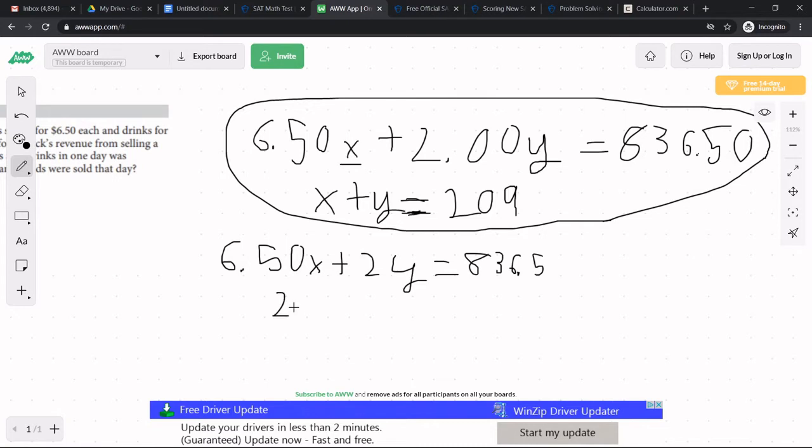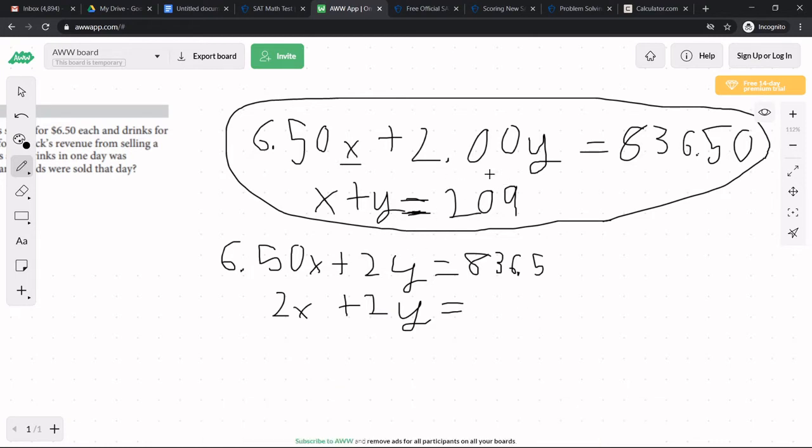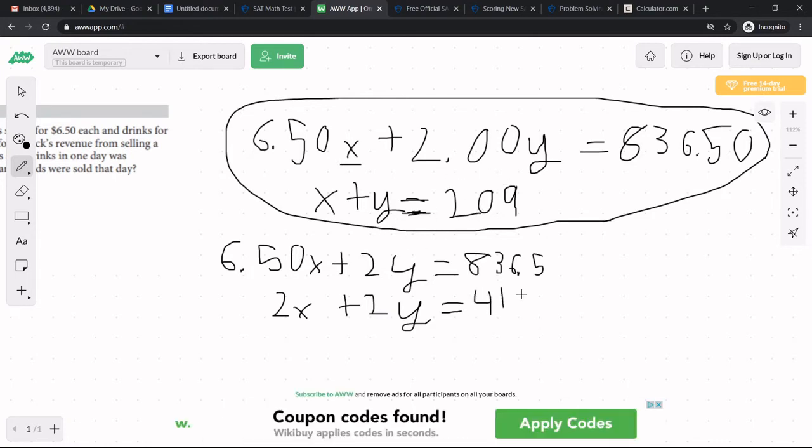So you get 2x plus 2y. The reason I chose to cancel out the y is because it told me that I was looking for the salads, and I know that the salads is the x. So by doing it this way, I figure out the salads first. So I don't even have to figure out what the amount of drinks were. I can just get the salads immediately. So 418.